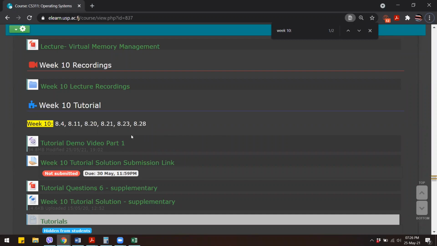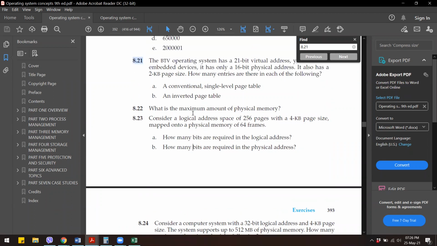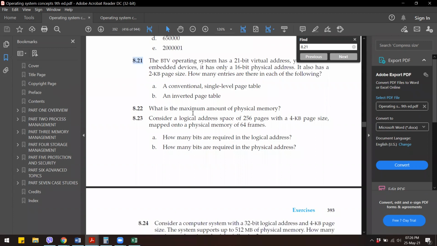The next part is 8.23. It says, consider a logical address space of 256 pages with 4 KB page size mapped onto a physical memory of 64 frames. From this, we have to find the number of bits in the logical and physical address. This question is very similar to the questions that we have done previously, that is 8.4 and the others. In here, we'll use a different method to answer this. Actually, it is the same method, but only the working might seem a bit different.